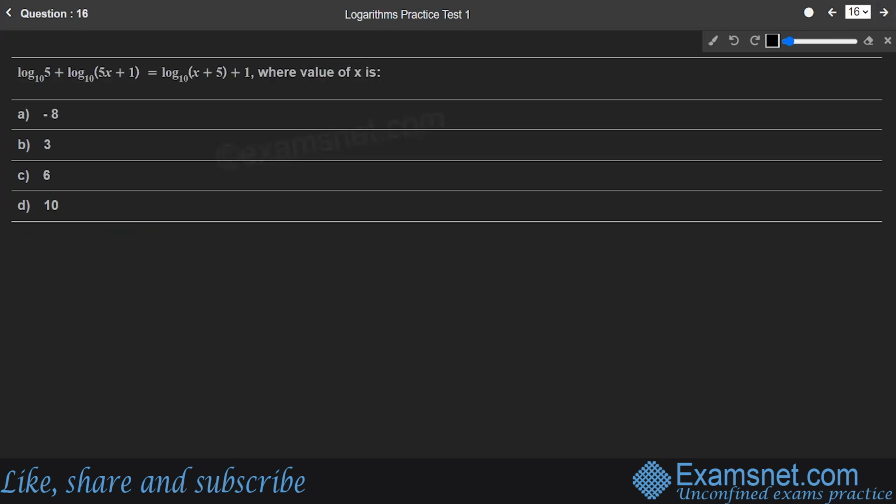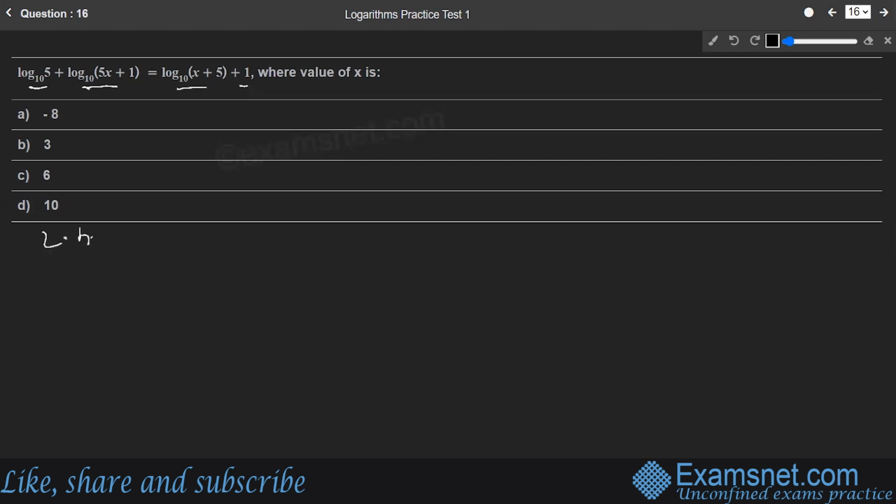Okay, let's take on the next question. Log base 10 5, plus log base 10 of 5x plus 1, equals log base 10 of x plus 5, plus 1. This is what we have to solve. Clearly, when we have logs with the same base, they can be operated together. So let us take the left hand side first.